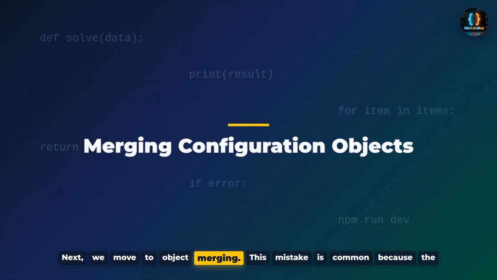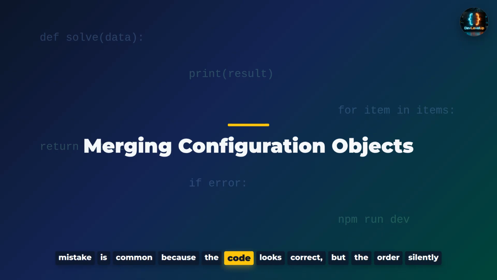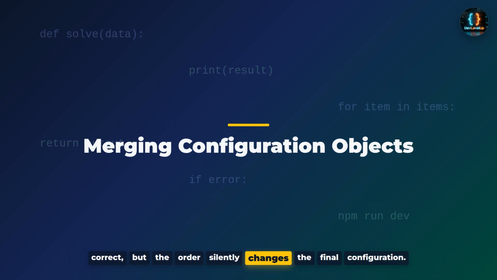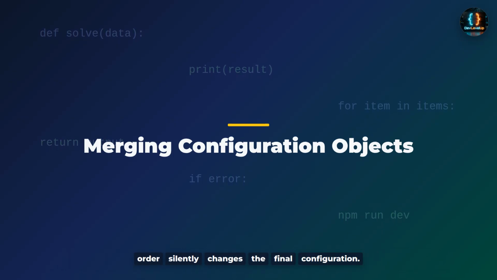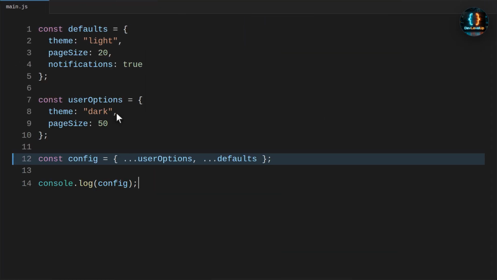Next, we move to object merging. This mistake is common because the code looks correct, but the order silently changes the final configuration. In real projects, options often start with a default config and then get user choices on top. Here we accidentally spread user options first and default second. Now we run the script and notice the user values disappear.